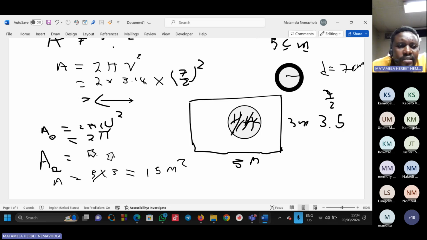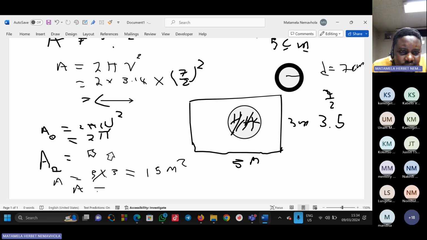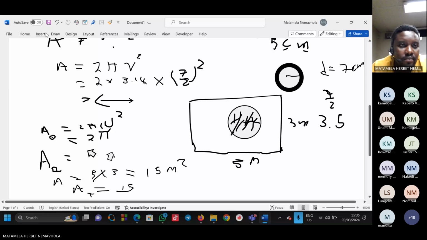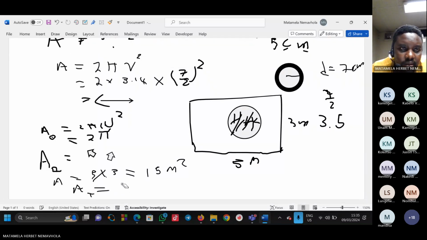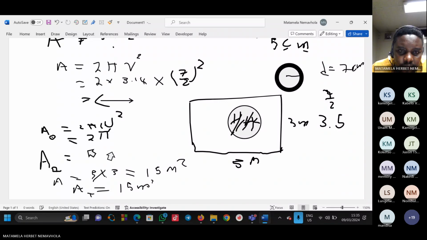So now when I have this, to get the area of the unshaded side, we take the total area. Normally the last one we write as total area, but I will just say A for now. The total area is the square, which is 15 meter square, minus 2 pi, the answer that we got for the circle. If you use your calculator, you will get some values. Remember, pi is 3.14. So this is the answer for the unshaded area, because the only shaded thing was the circle.